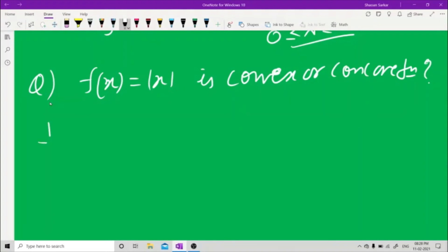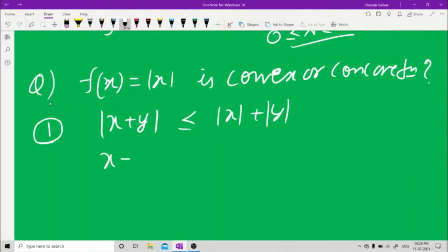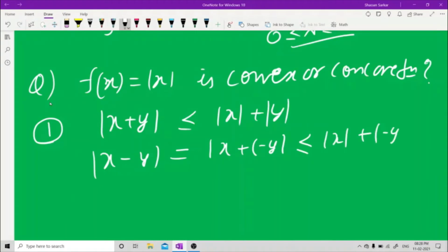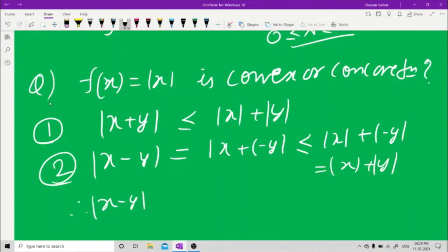Before that, let me tell you three inequalities, without proof. One, the major inequality: mod of x plus y is less than or equal to mod x plus mod y. Second, mod x minus mod y is less than or equal to mod of x minus y, because mod x equals mod of (x minus y) plus y, which is less than or equal to mod (x minus y) plus mod y.